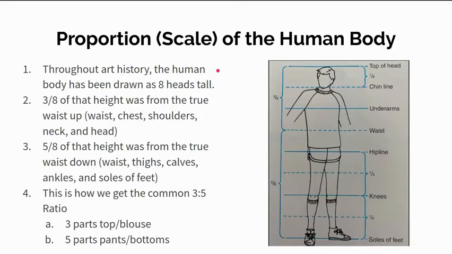So we're going to talk about art history for a second because it applies directly to fashion design. Throughout art history, the human body has been drawn as 8 heads tall. That's literally taking the human head and stacking it up 8 times. For the most part, that's about the size of a human, and because each of our head shapes are different, it works. We know that 3/8 of that height was from the true waist up. So basically 3 of those heads are from the true waist up.